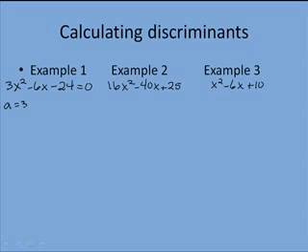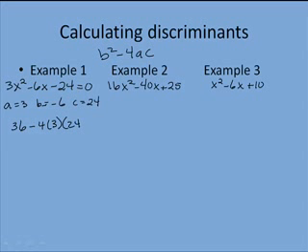So a equals 3 here, b equals negative 6, c equals negative 24. And remember, our discriminant is b squared minus 4ac. So b squared is negative 6 squared, 36, minus 4 times a times c. And that gives us 36 plus 288, which equals 324. Okay, so that's the value of our discriminant for that example 1 we did.